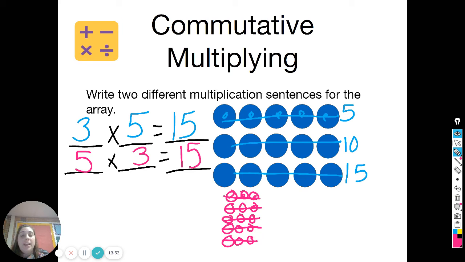But let's go ahead and skip count to check our work. 3, 6, 9, 12, 15. And the answers are the same. And that's the commutative property. You can take the two factors and switch them, and the answer stays the same.